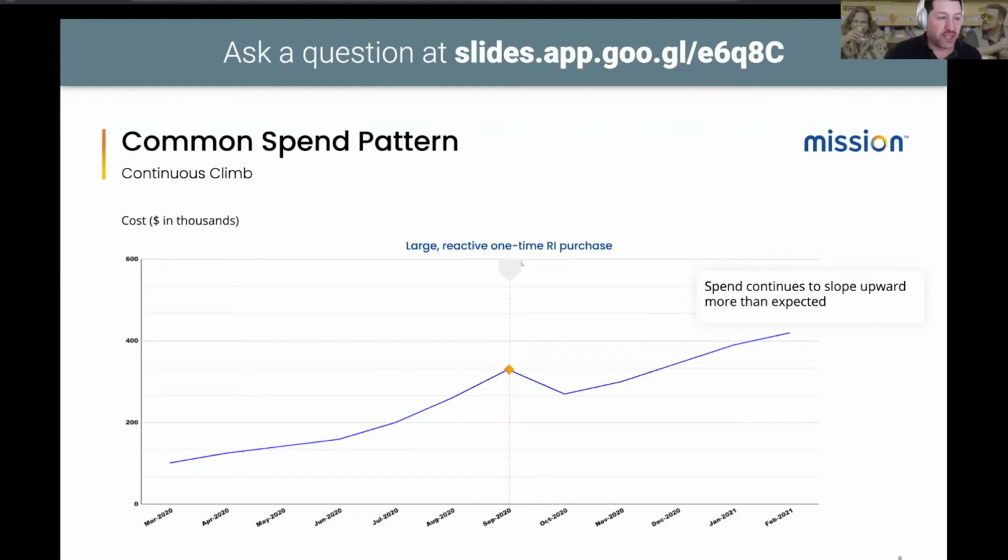We call this the continuous climb. This is actually a real spend pattern, with the customer name redacted, from before the customer engaged with us, looking at their spend over a period of time. And if you look here, their costs are on the rise. And sometime in the middle of the year, they say, oh no, our costs are rising. And they make a huge reactive one-time purchase of reserved instances. And they drive their ongoing carrying costs down a bit. And then the cost continues to rise because there's a lot more to consider than just reserved instances. And you need to be doing this on a more routine and regular basis.